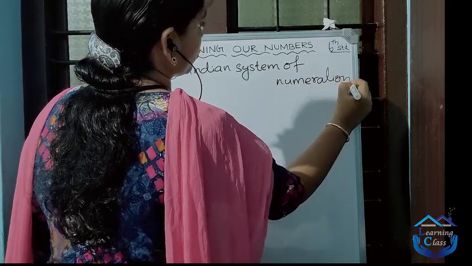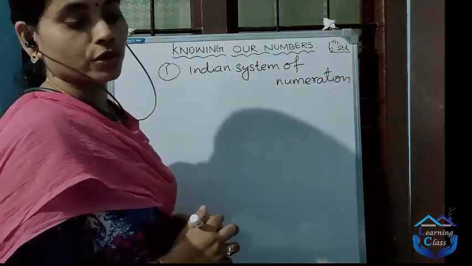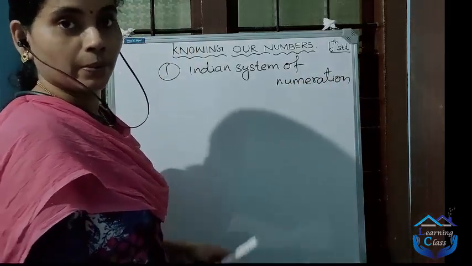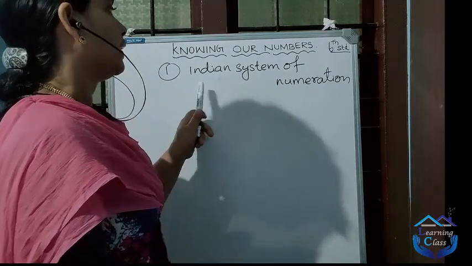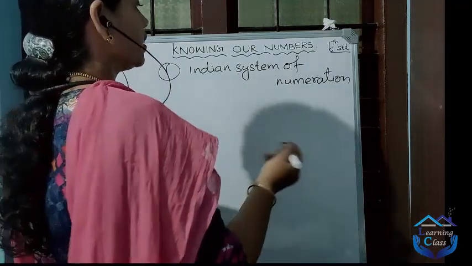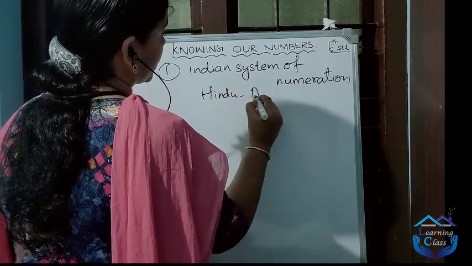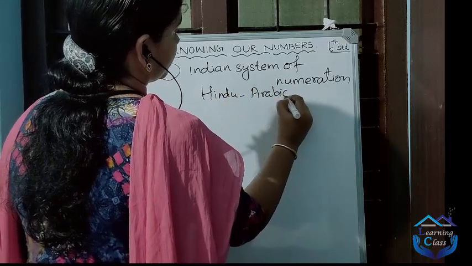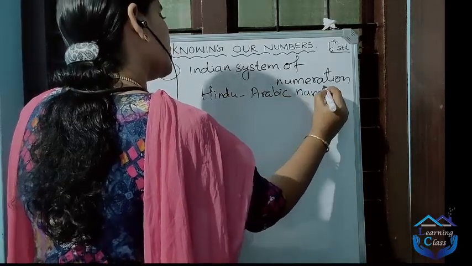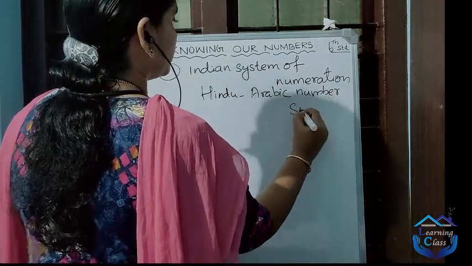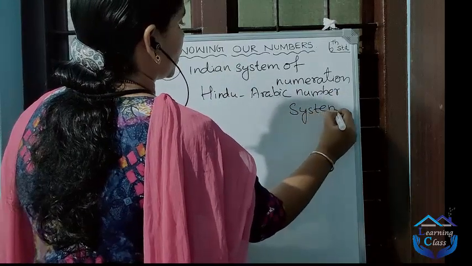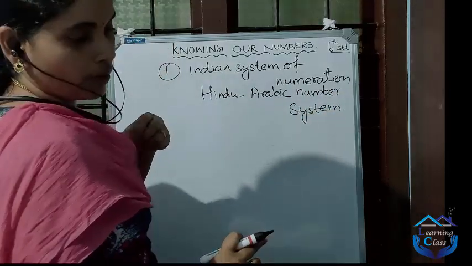Okay, Indian system of numeration is also called Hindu-Arabic number system. Clear? Indian system of numeration is also known as Hindu-Arabic number system. Okay, let me check with one example.